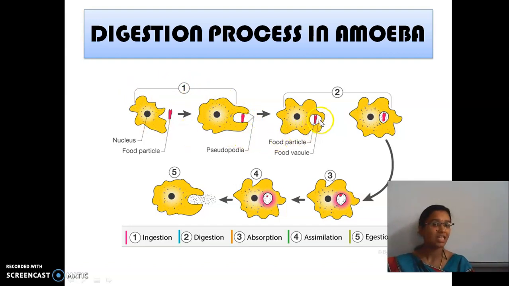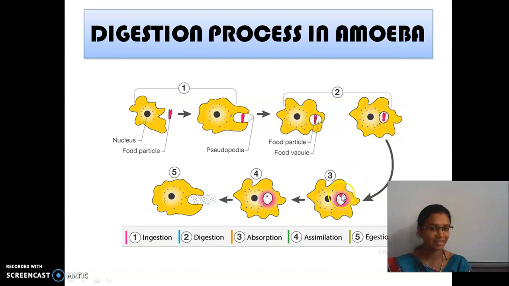See here, that food is sent into the body and with the help of what? Food vacuole. See here, this is the food. Surrounding it there is a vacuole, right? So this helps in the digestion of food. See here, the food is here. The full amount of food is present. Here the digestion process takes place. See, step by step it is digested and it goes out.